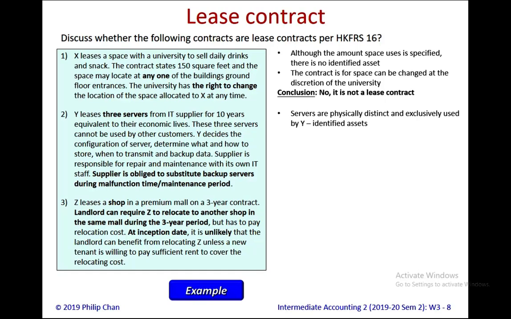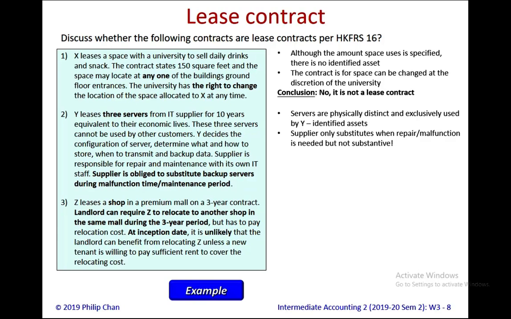So it seems that the supplier in fact has a substitution right. But that substitution would only be under certain events or circumstances, such as malfunction time and maintenance periods. The supplier can only substitute when repair is needed, so in this case it is an exceptional case. The substitution right is in fact not substantive. And so we do have an identified asset, and the substitution right is not an issue.